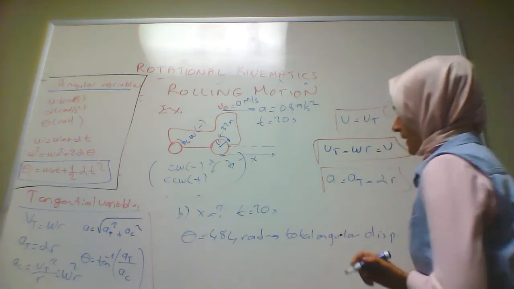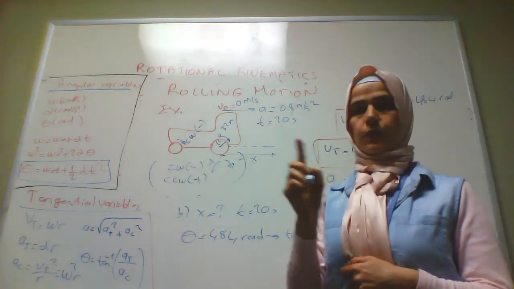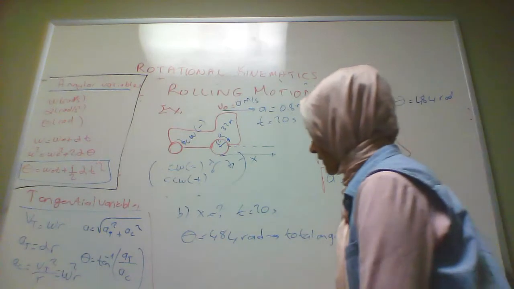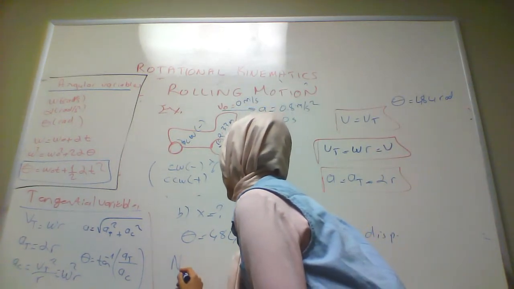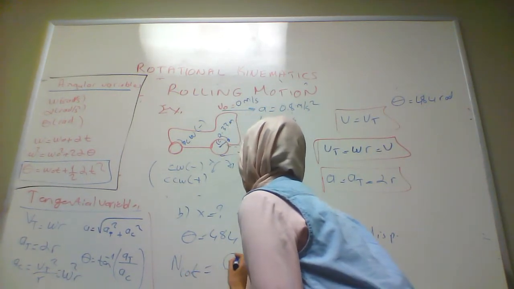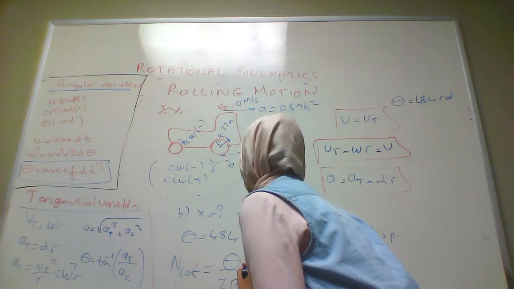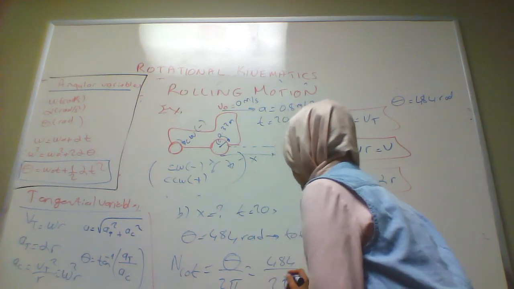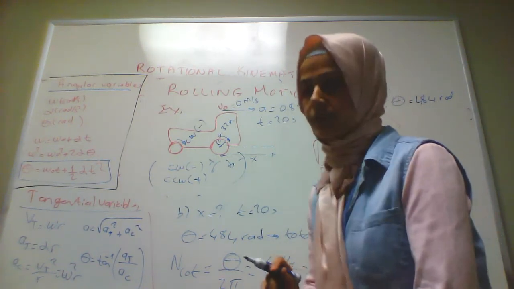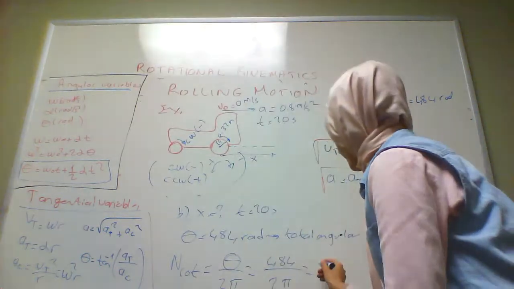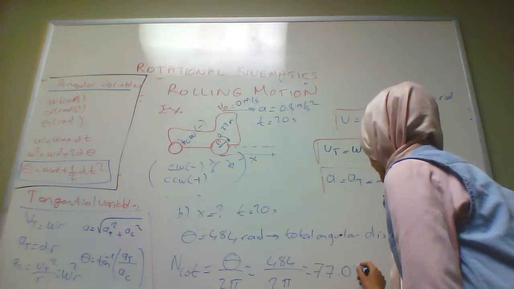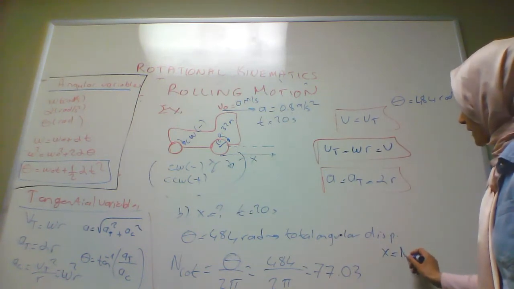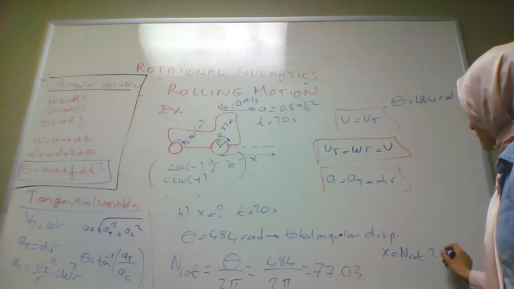This is the total angular displacement. Now, one rotation is 2 pi rad, right? If I divide this by 2 pi, as we did in the lecture last time, we can find the number of rotations. I'll call this n rot. It will always be equal to theta over 2 pi. 484 divided by 2 pi, and we'll find the number of rotations as 77.03, simply 77. So now x will be equal to this number of rotations times 2 pi r.